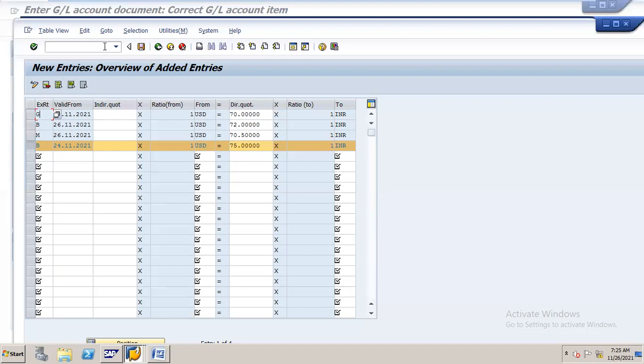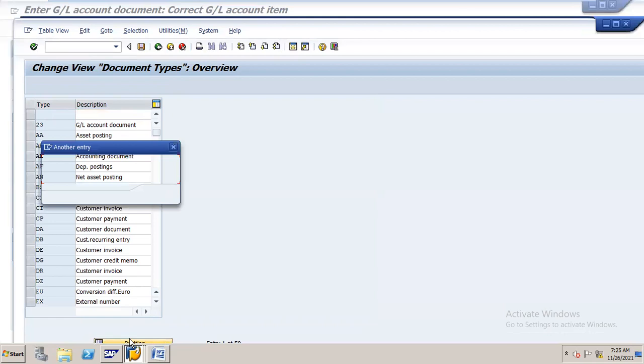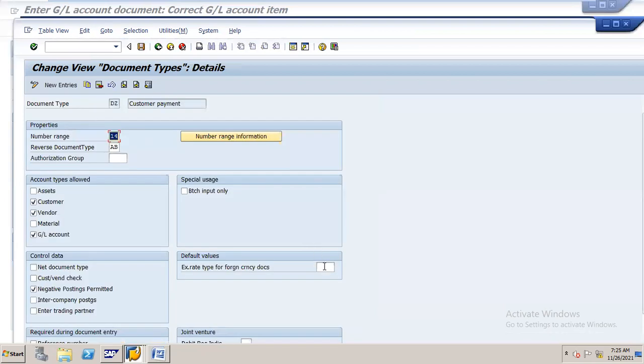Suppose I will show you. OBA7, where we maintain the document types. Here, SA is the document type used only for GL. DZ means what, you know? We are receiving amount from the customer. Here, which type should we assign, tell me? Z or B? B, madam. Z. Okay? Z type, because we receive the amount from the customer.